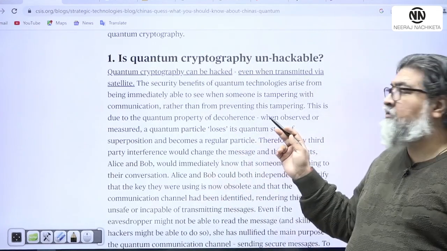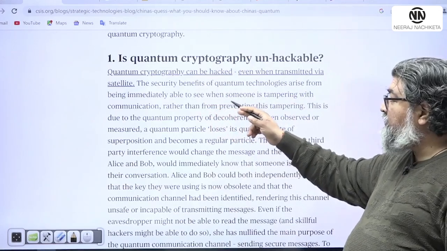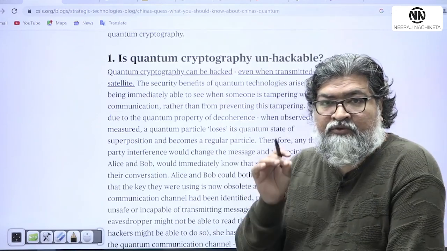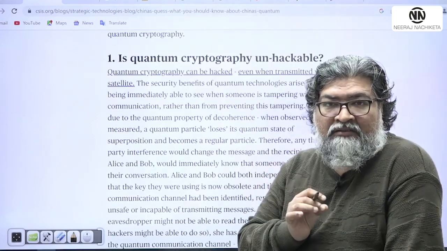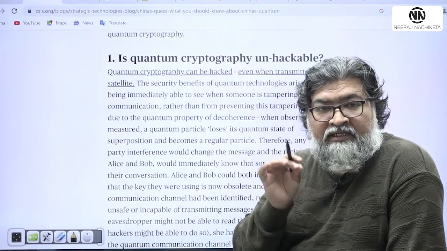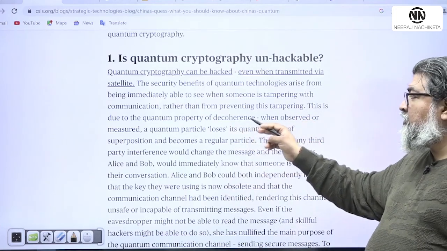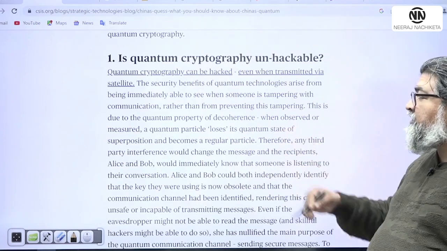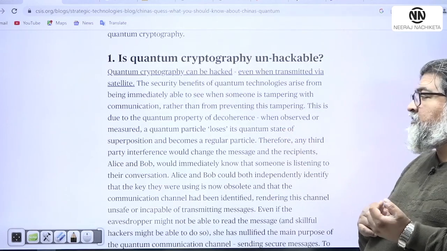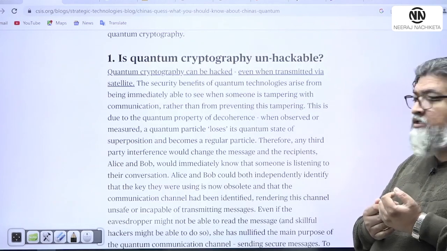Now look at what is said here. The security benefit of quantum technology arises from being able to see immediately when someone is tampering with communication. Immediately when anybody tries to tamper or hack, the system will alert and send a warning. There it has a benefit, right? This is due to the quantum property of decoherence. When observed or measured, a quantum particle loses its quantum state of superposition and becomes a regular particle. So the system will tell you that something is wrong.